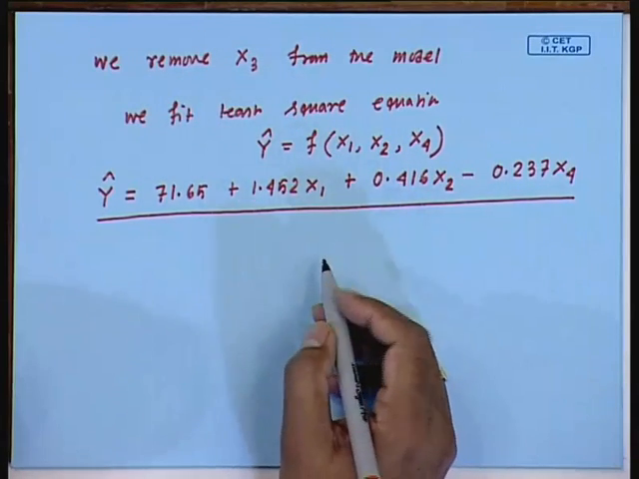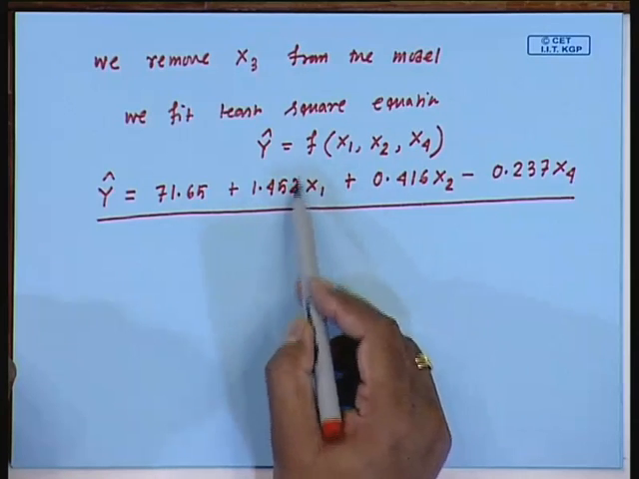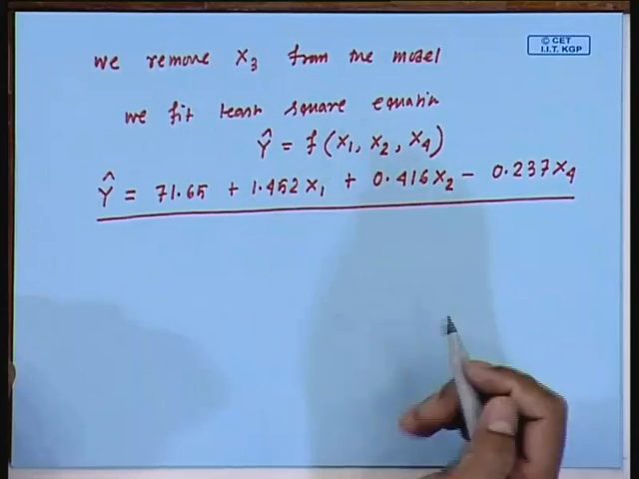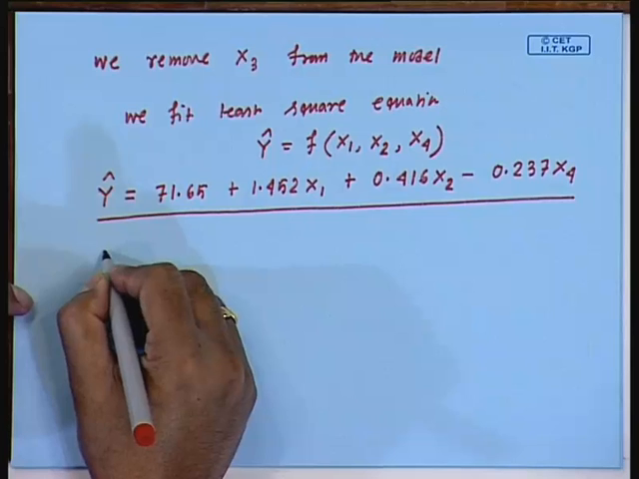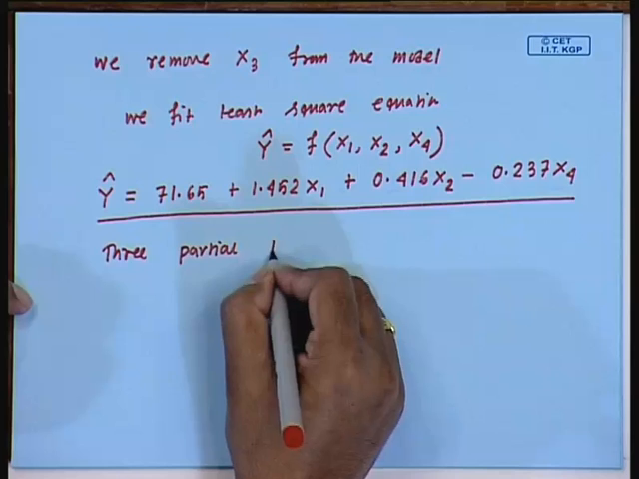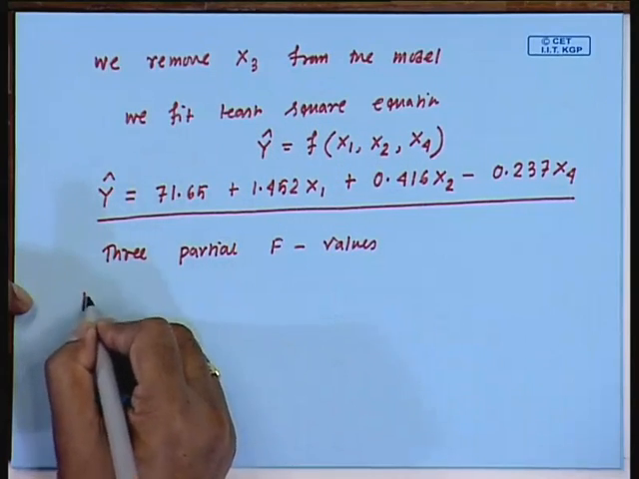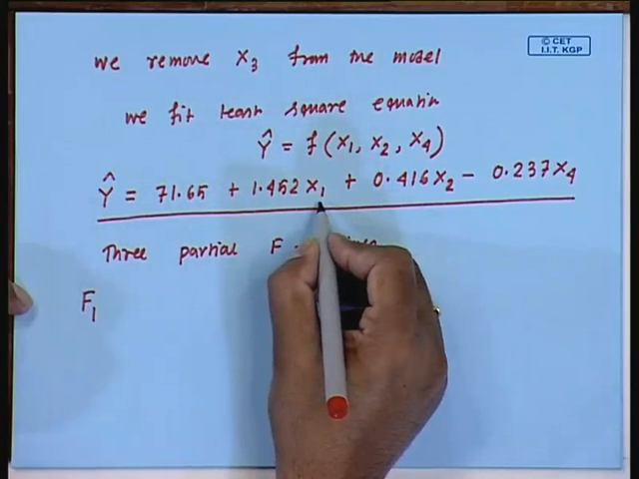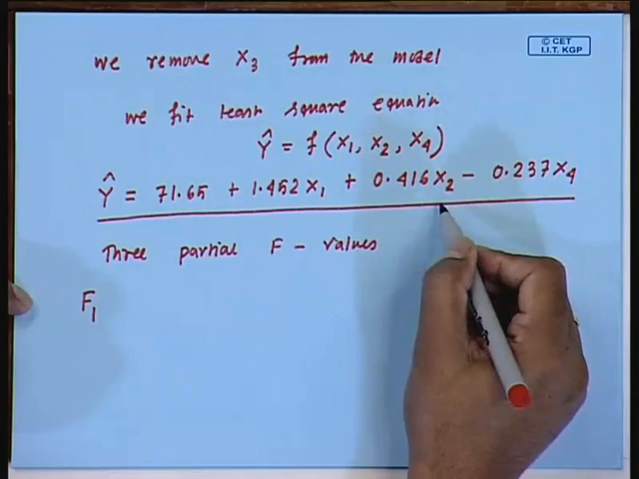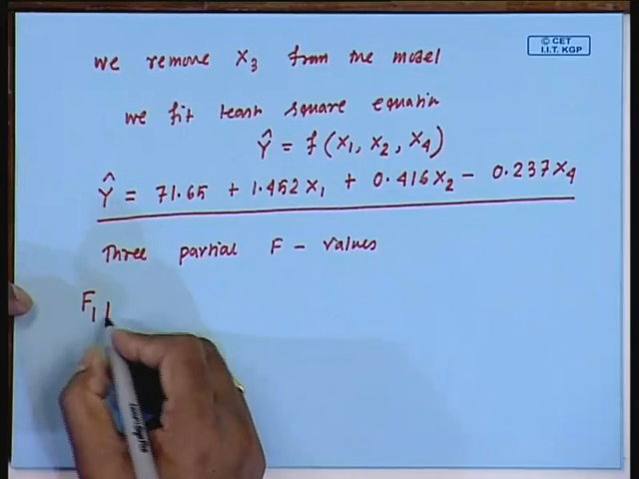Now again, we will try to see whether we have a regressor which is less significant in the presence of other regressors. So, what we do is compute 3 partial f values. F1 checks whether x1 is significant in the presence of x2 and x4; we compute this partial f statistic F1 given 2, 4.